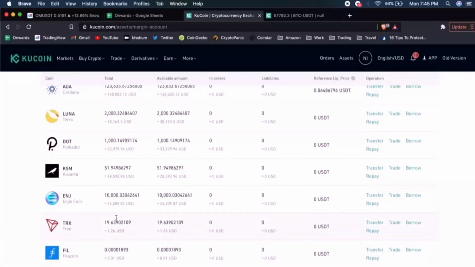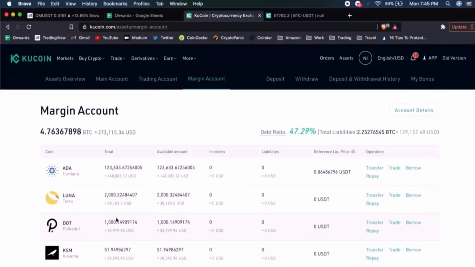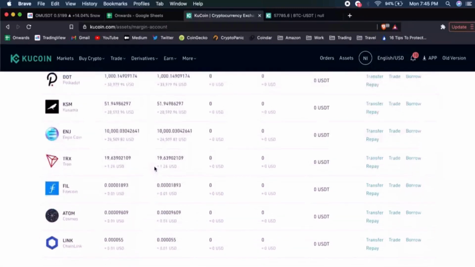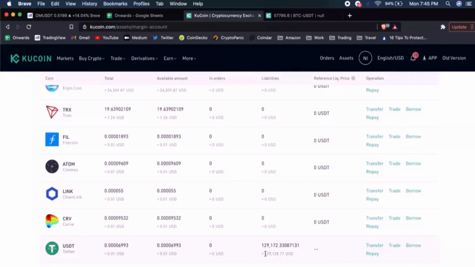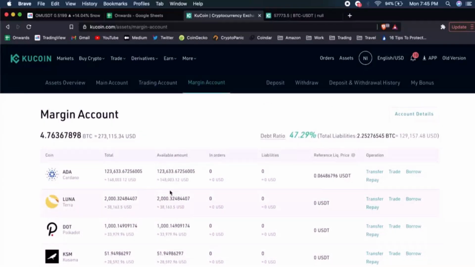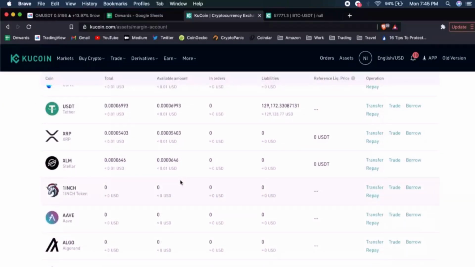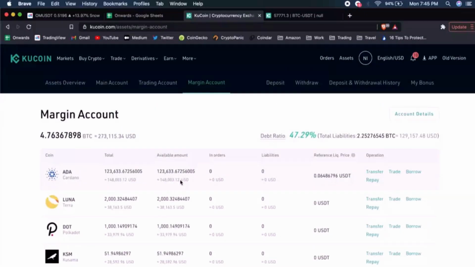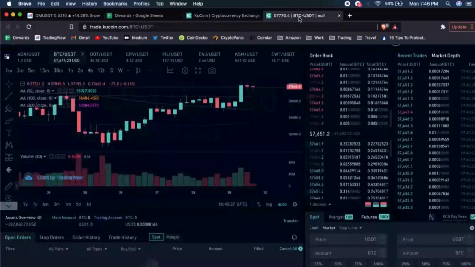But let me show you guys now how to open a margin position. By the way, if you see here that what we owe is 129 and our position is worth 148, that's about a 20K difference. So this position is up, it's in the green, 20,000, right? So that's good to see there. Let's go check out how we open a margin position.